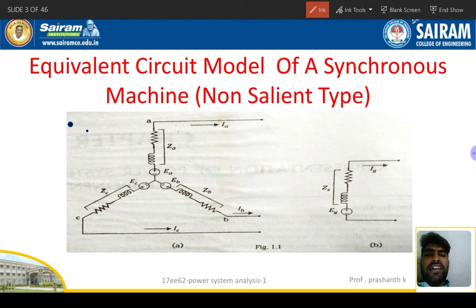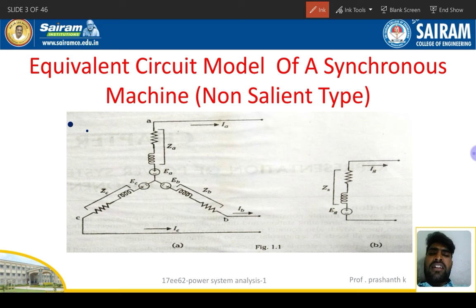Here we have the non-salient type, particularly. We have two types of synchronous machines: one is the salient pole type and the other is the non-salient pole type. Keep it in mind, because they are classified based on the structure of the rotor. So we have salient and non-salient.